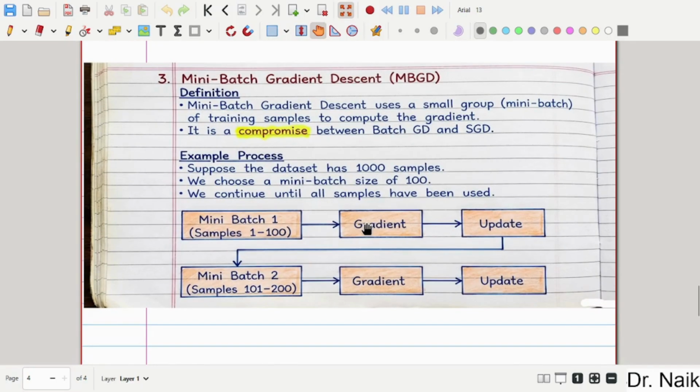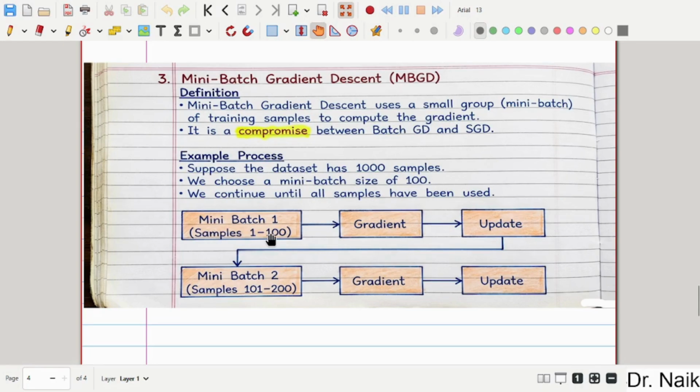Mini batch gradient descent (MBGD). Mini batch gradient descent uses a small group, that is a mini batch, of training samples to compute the gradient. It combines both batch gradient descent and stochastic gradient descent. Suppose the dataset has 1000 samples. We choose a mini batch size of 100. We continue until all samples have been used.